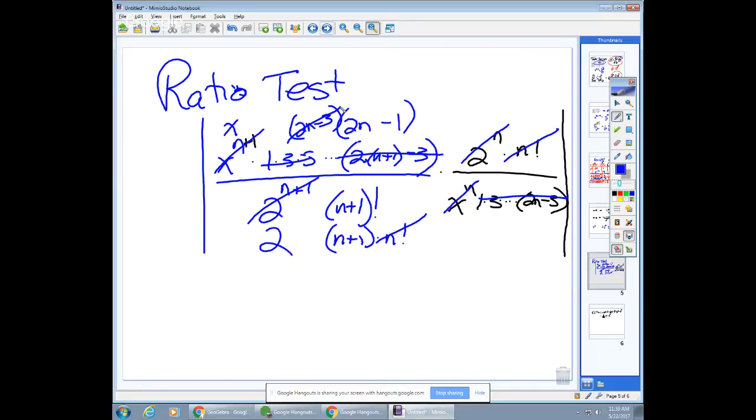So lots of stuff cancels here. I don't think I put this problem on a test. This is kind of nuts, huh? All right, so what's not canceled? Let's see, we have an absolute value. We have an x in the numerator. We have a 2n minus 1 in the numerator, but I think everything else was canceled, right? And in the denominator, I think we just have a 2 times n plus 1.